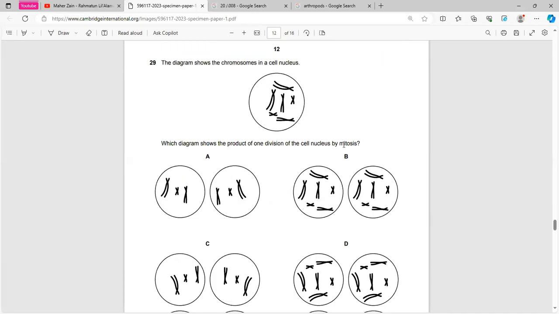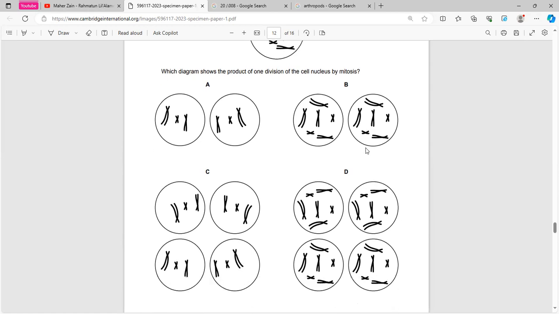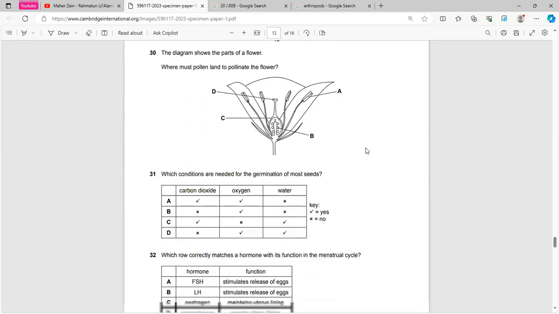Mitosis. We knew that mitosis is exactly identical cellular replication. In all of these options, only B is one in which exactly identical chromosomes are aligned with each other in the same position. Now, question number 30. Where does pollen land? Pollen always lands on the stigma. The answer is D.